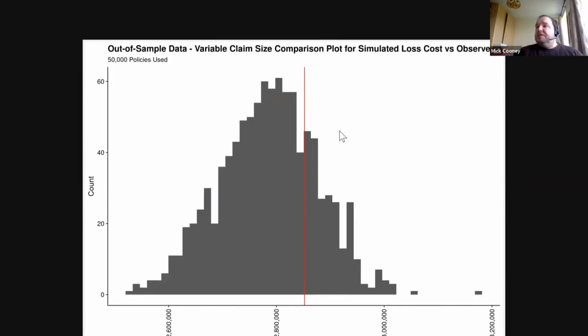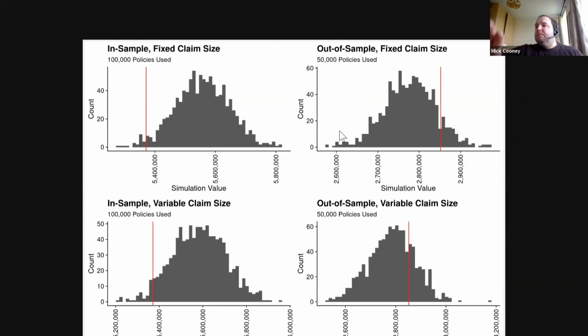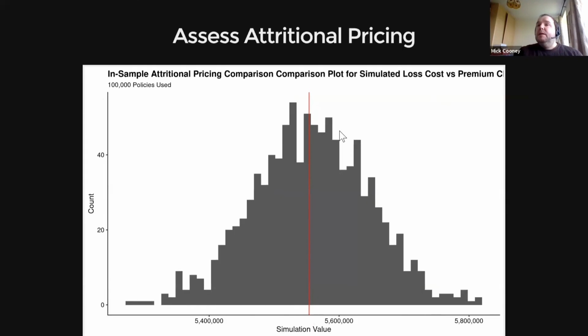Out of sample, we're in the ballpark. I mean, a lot more work is needed. I'm putting them all on together there just to see how they work. And we're just going to assess the attritional pricing. So rather than also including the loading for the large losses, I want to just look at attritional. So what's the premium charged against the simulated loss cost?